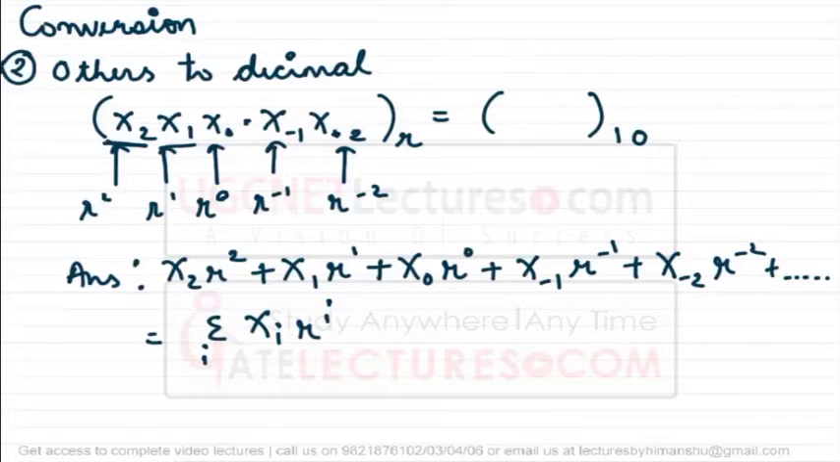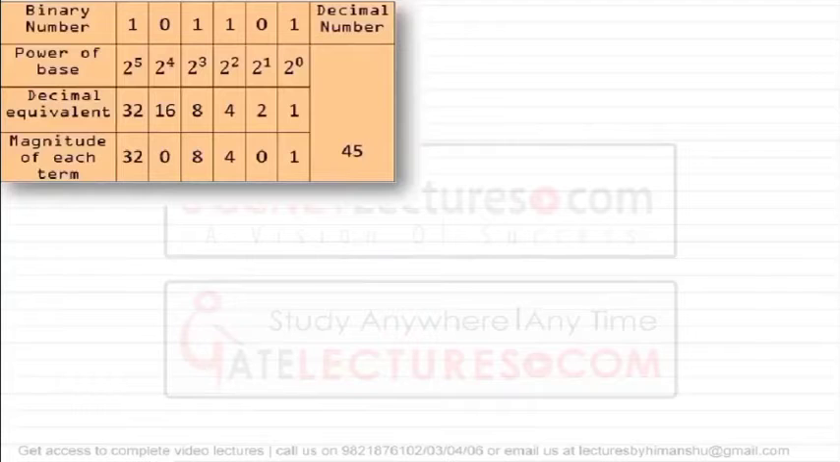Now let us look at some examples. We are given a binary number 101101, and you have to convert it into decimal. This 1 is the LSB. What is going to be the weight of this bit? It is 2 power 0. Respectively 2 power 1, 2 power 2, 2 power 3, 2 power 4 and 2 power 5. The weight of the MSB of this number is 2 power 5.